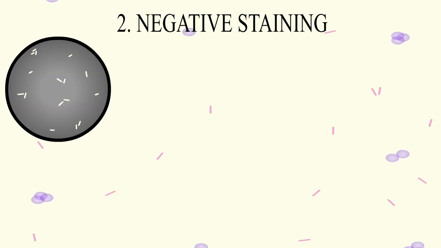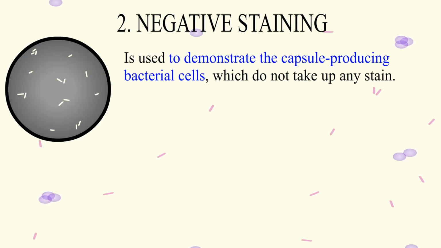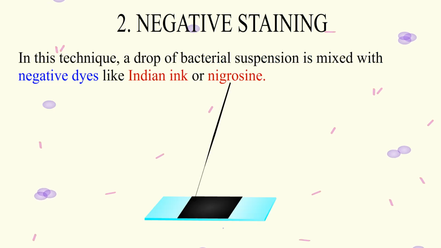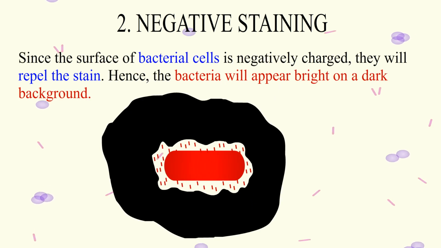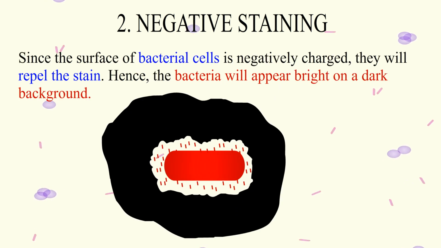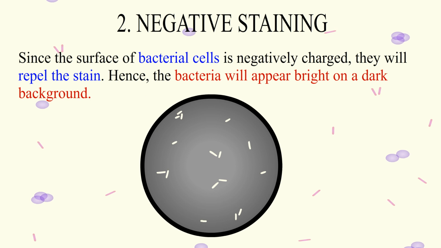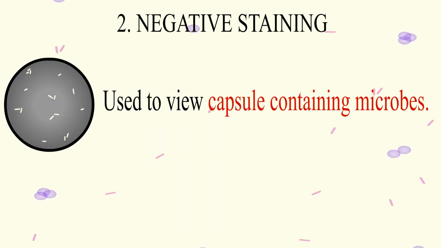2. Negative stain is used to demonstrate the capsule-producing bacterial cells, which do not take up any stain. In this technique, a drop of bacterial suspension is mixed with negative dyes like Indian ink or nigrosine. Since the surface of bacterial cells is negatively charged, they will repel the stain. Hence, the bacteria will appear bright on a dark background. This technique is used to view capsules containing microbes.